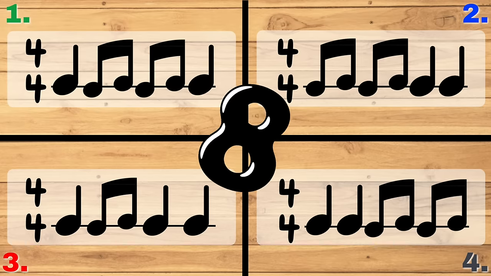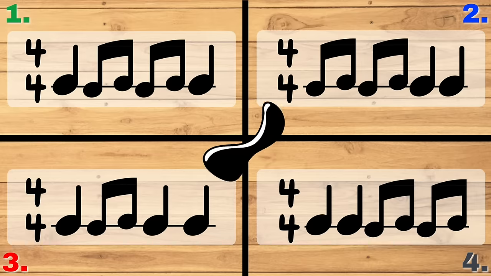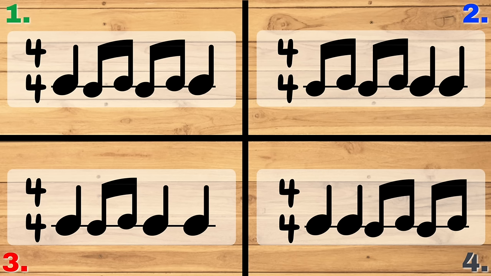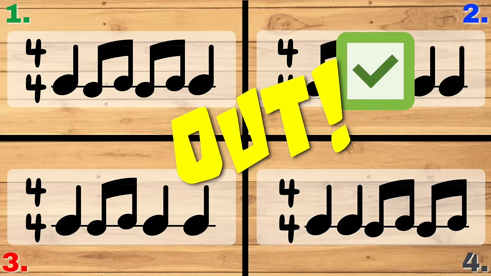Find corner 1, 2, 3, or 4. And freeze! Okay, here is the rhythm. Let's listen again. Show with your fingers which corner the rhythm is in. If you said this corner, then you are correct. Take a seat because you are out. Oh no!